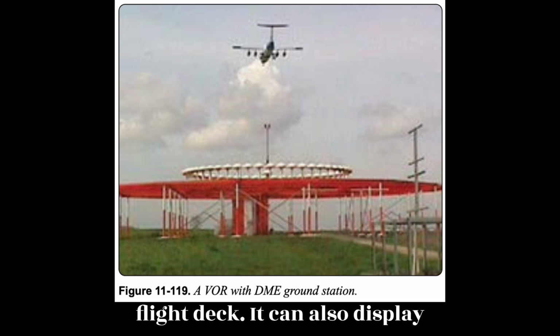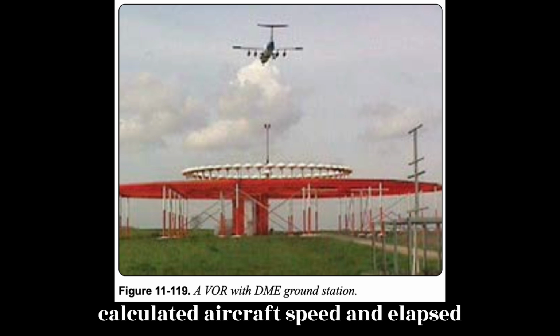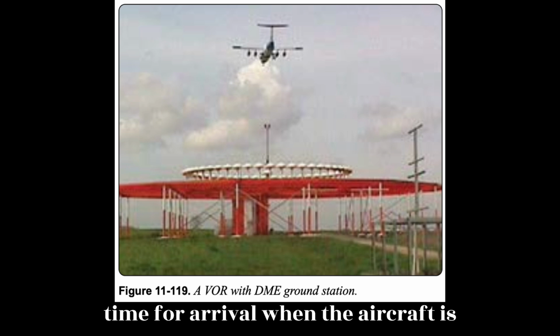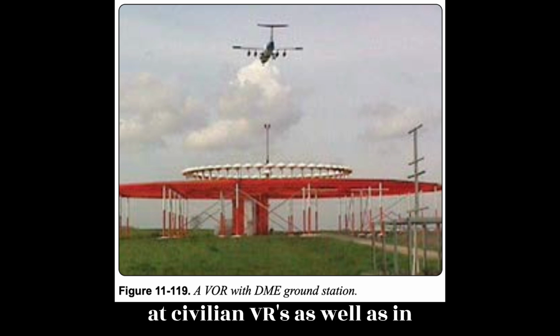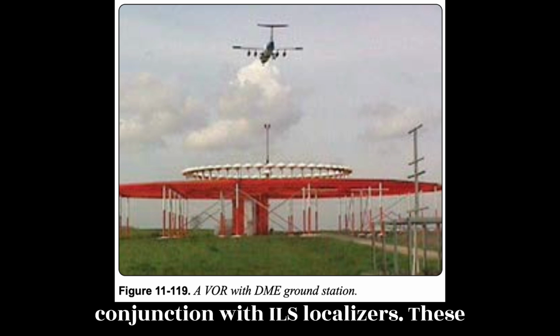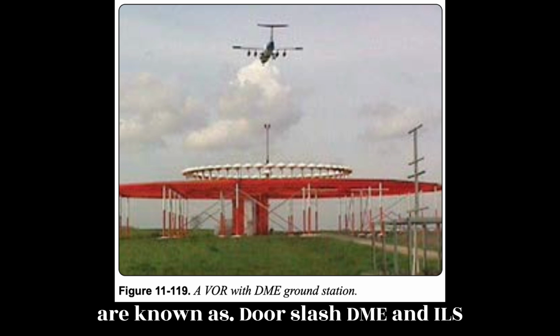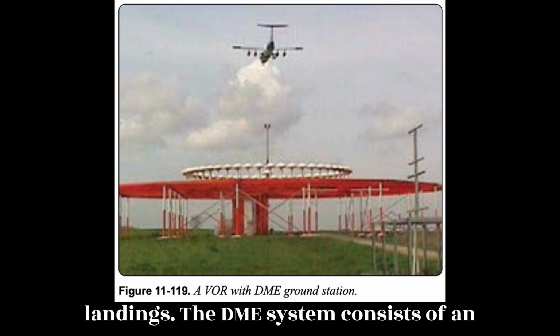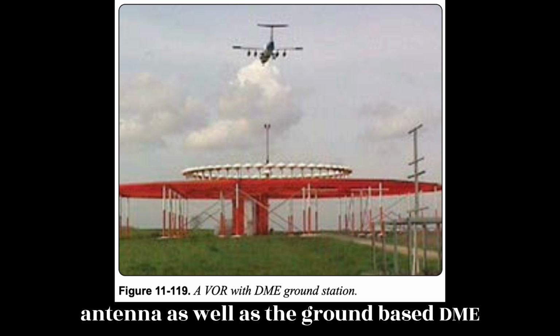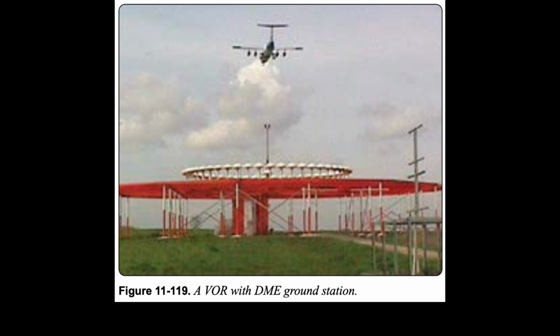It can also display calculated aircraft speed and elapsed time for arrival when the aircraft is traveling to the station. DME ground stations have subsequently been installed at civilian VORs, as well as in conjunction with ILS localizers. These are known as VOR/DME and ILS/DME or LLZ/DME. The latter aid in approach to the runway during landings. The DME system consists of an airborne DME transceiver, display, and antenna, as well as the ground-based DME unit and its antenna. Figure 11-119.